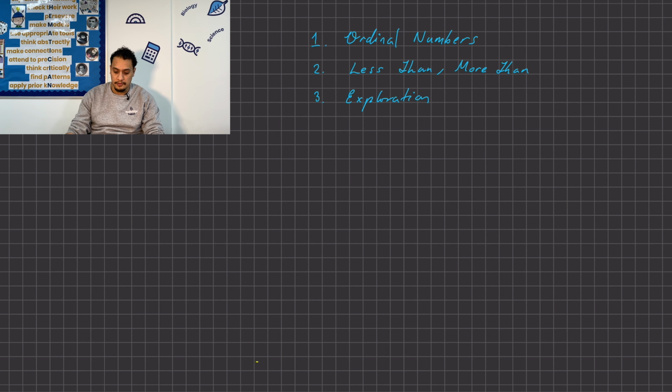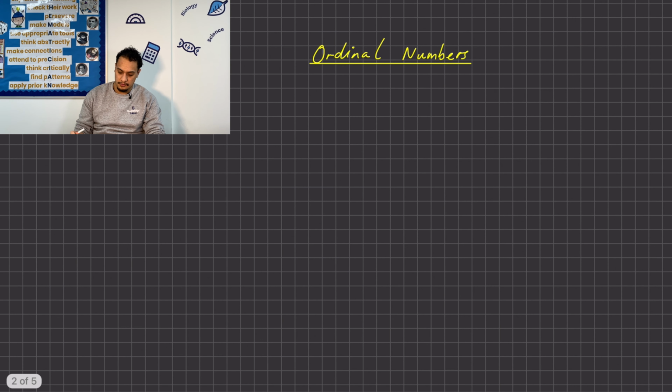So today we're going to look into ordinal numbers, less than and more than. Now we've done cardinal numbers before, or our ordinary numbers. So if you think about it this way, remember 100, 1, 2, 4. These are cardinal numbers.